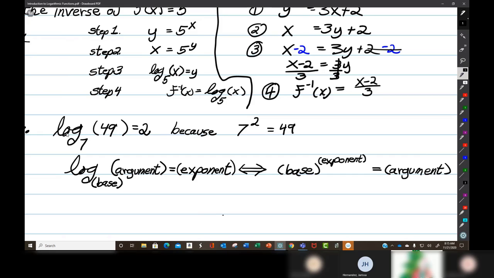So here we go. Here's our logarithmic function. That is true. Log base 7 of 49 equals 2. And that's exactly equivalent, or you could even say this is true because 7 to the second power, 7 squared, is 49. And so the 2 goes here, the 7 goes down there, and the 49 goes here.